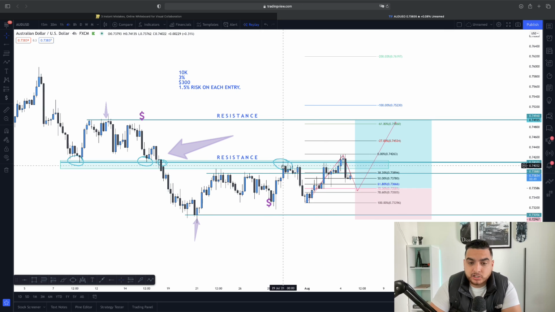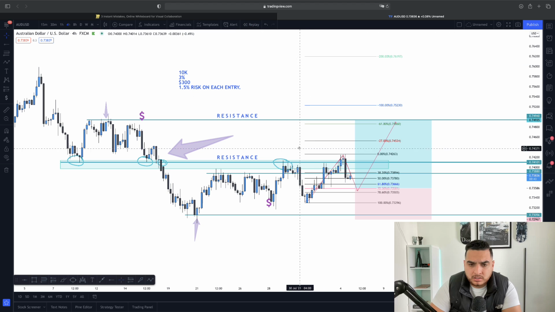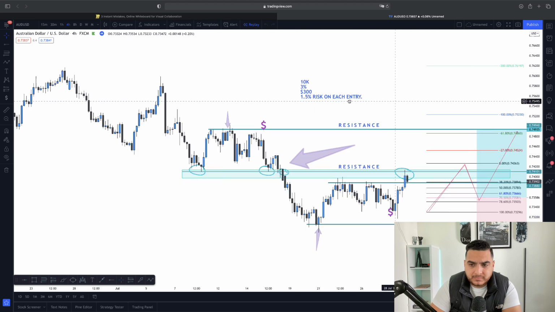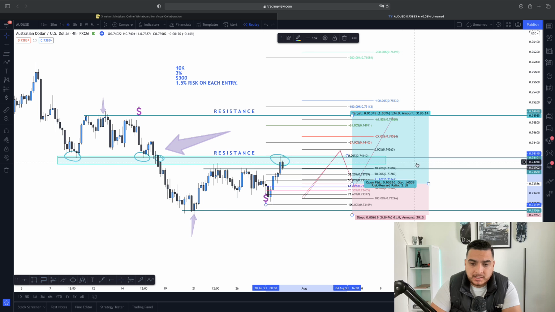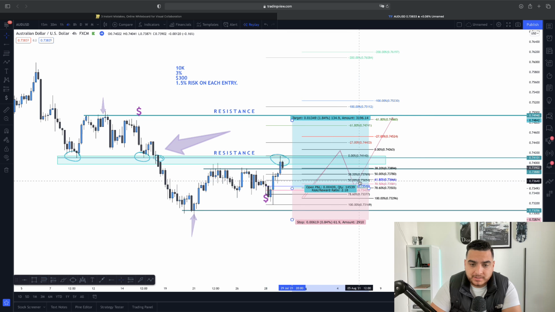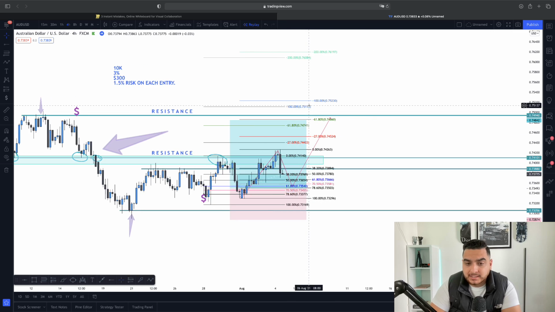You can see how a lot of people would have been entering here, but all you really had to do, if we go back to replay mode, was notice that this is resistance, pull your fib from the most recent low to the high, and you had your entry around this level. And we can see that the market does come back, tap you in, and does come up.